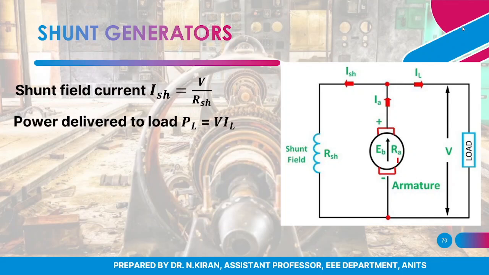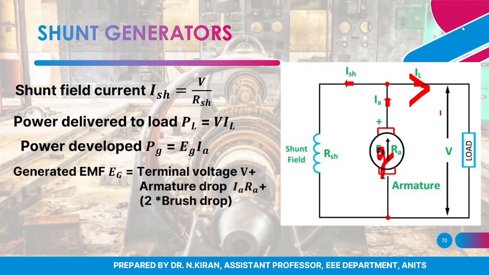Power delivered to the load is V into IL. Mind you, here the current flowing through the load is only IL, so that is why I can only write V into IL. Power developed in the armature is EG into IA, and if I apply KVL in this loop, I'll get the expression for generated EMF: EG is equal to V plus IARA plus 2 into brush drop.